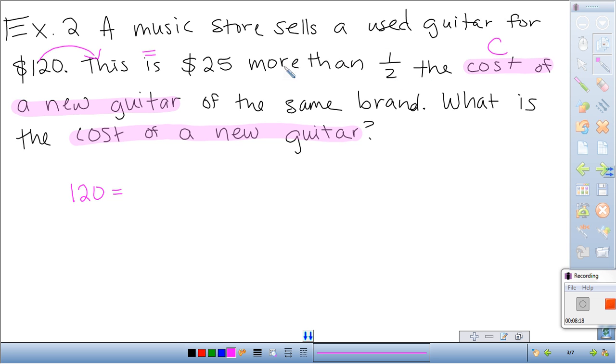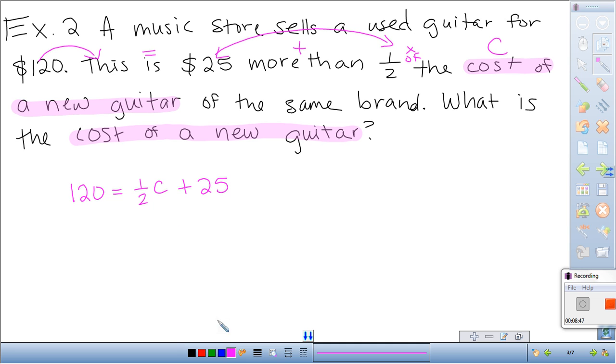What does more than tell you to do? Add. But it also tells you to switch what's on the left side and what's on the right side. So I'm not starting with $25. I'm going to start with half C. Because they could have said half of the cost, and we know of means multiply. So we're doing 1/2 times C plus 25. And there's our equation. Now that we found our equation, we're going to solve it just like we did all those problems in example 1.